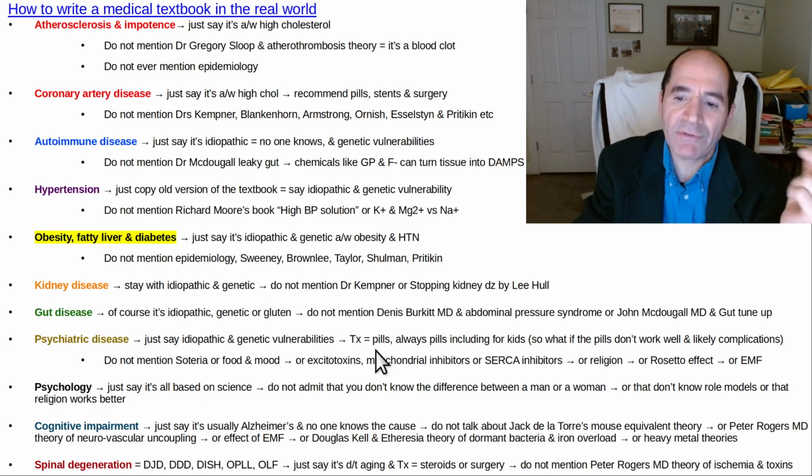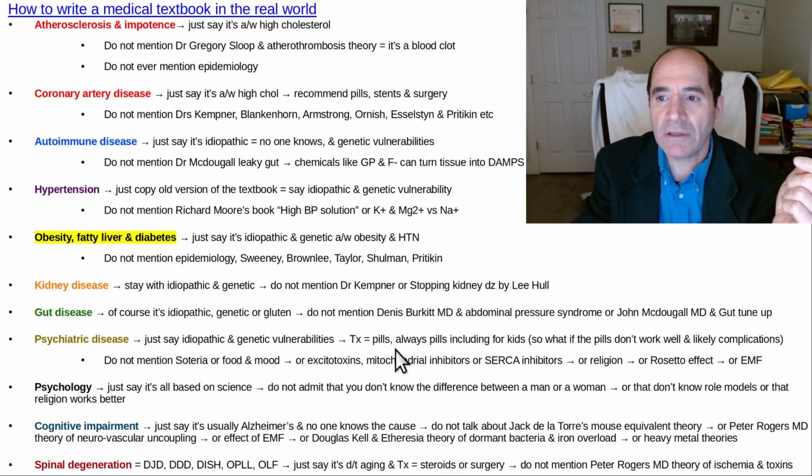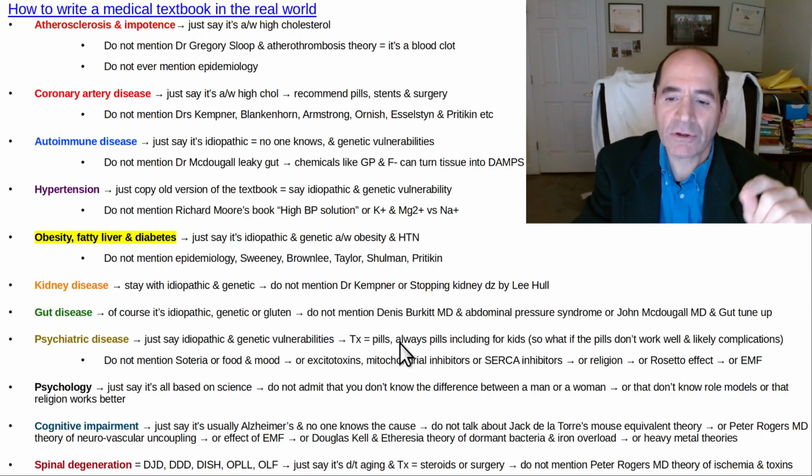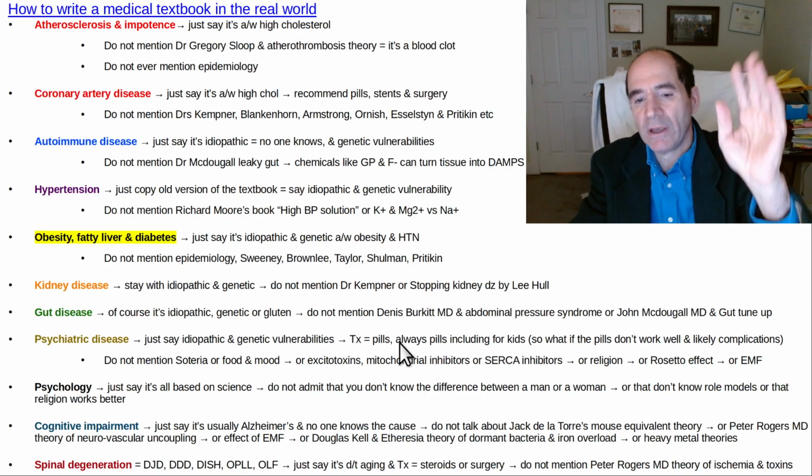And then always pills, and more pills. And when the patient has a side effect, give them a pill for that. And when it's a kid, just give them more pills. So what if it causes long-term complications in these poor kids? Who cares about them? They're not your kids, and who cares?